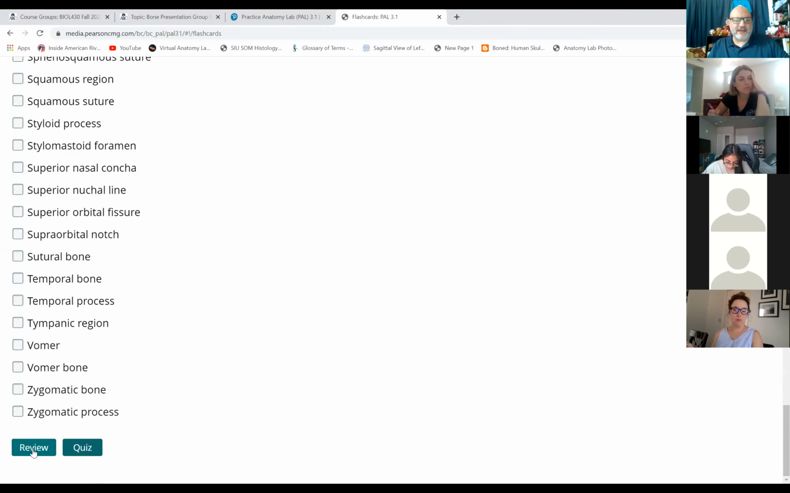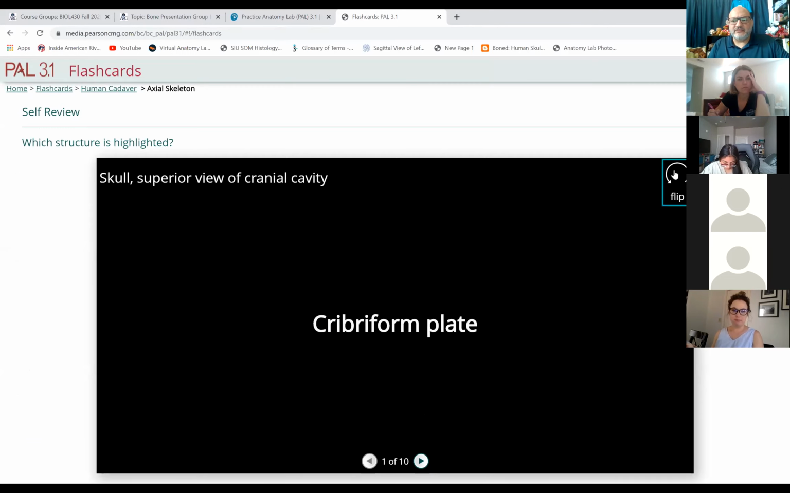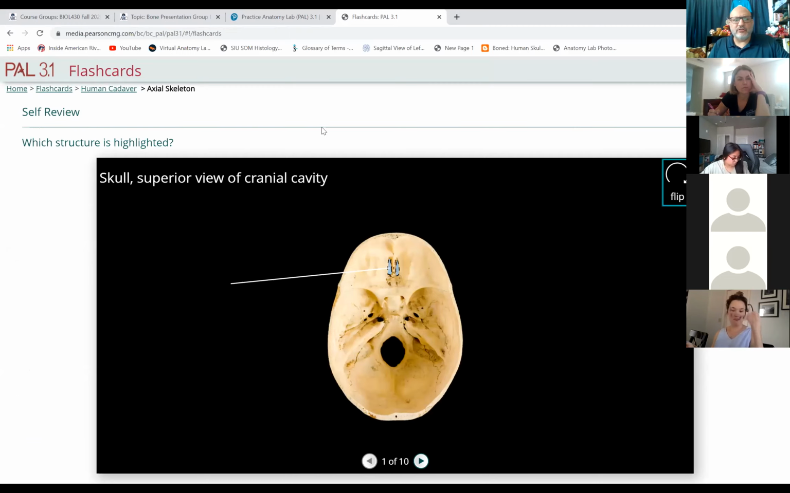And once you've done that, you can hit review and it will show you a feature, right? And then you can flip it to see what the correct answer is, or you can go to a quiz that you form based on these flashcards that you make. It is a great, excellent, dynamic tool.